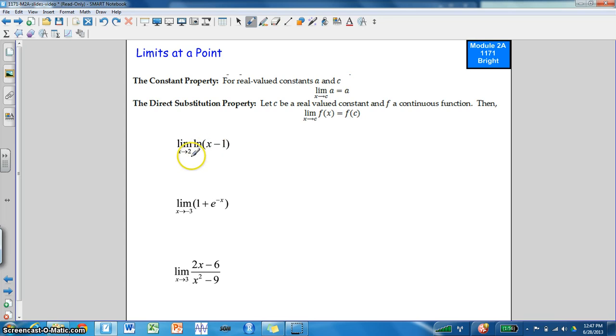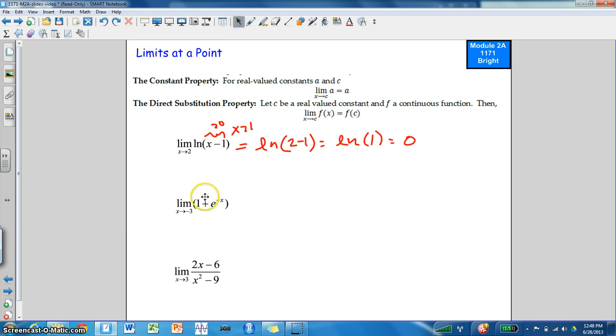For example, the limit as x approaches 2 of natural log of x minus 1. Here we know the natural log function is continuous on its domain, meaning that the input, x minus 1, has to be greater than 0. If I solve this, the domain is going to be x is greater than 1. 2 is within that domain. So I can use the direct substitution property and get the natural log of 2 minus 1, which is the natural log of 1, which is 0.